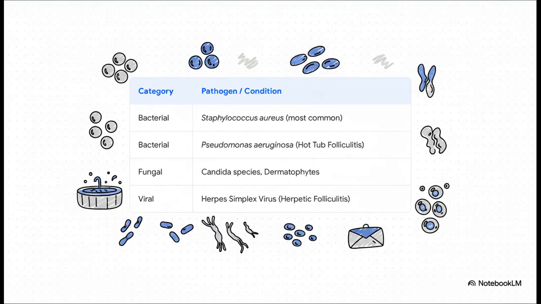Okay, this table really helps organize our thinking here. When it comes to bacteria, Staphylococcus aureus is by far the most common bad guy. But, and this is a big one, if your patient mentions being in a hot tub recently, your brain should immediately flash to Pseudomonas aeruginosa, which causes what we call hot tub folliculitis. For your immunocompromised patients, you've got to think about fungal causes, like Candida. And finally, don't forget about viruses. Herpes simplex can cause herpetic folliculitis, which usually looks like a little group of blisters on a red base.